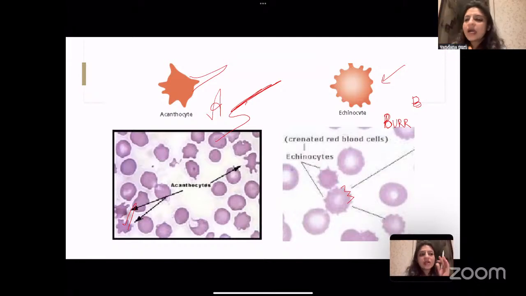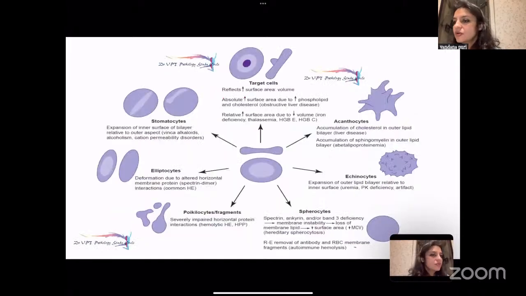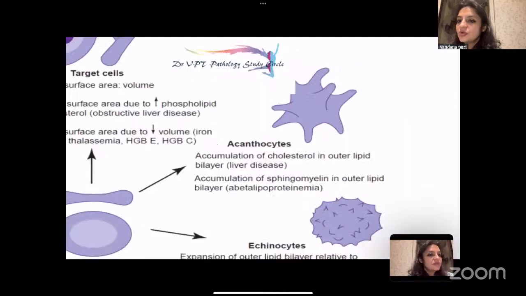So what is the mechanism of this? Apart from EDTA artifact or liver disease, what's the mechanism? There's a very beautiful table from Wintrobe's. They say that we have two types of RBC abnormality, which I'm going to highlight for you.